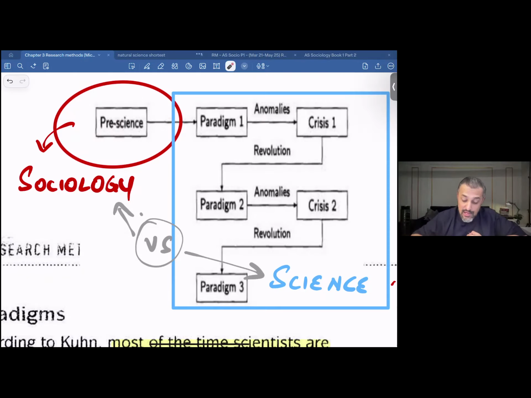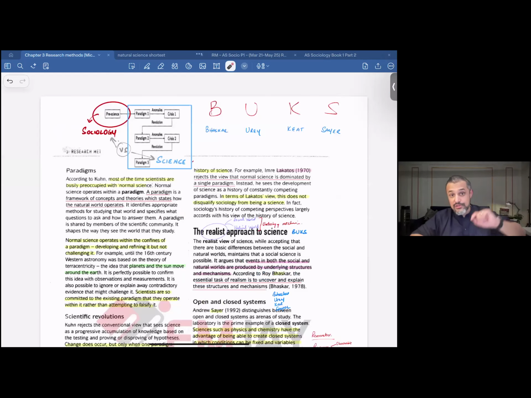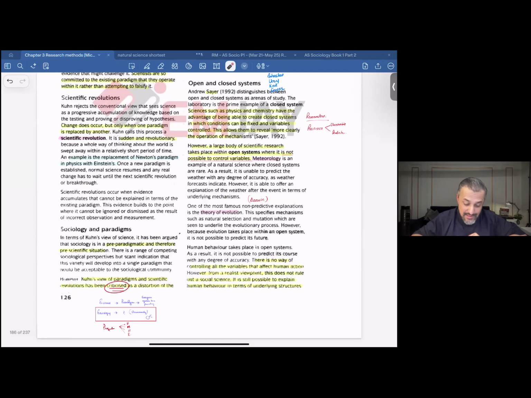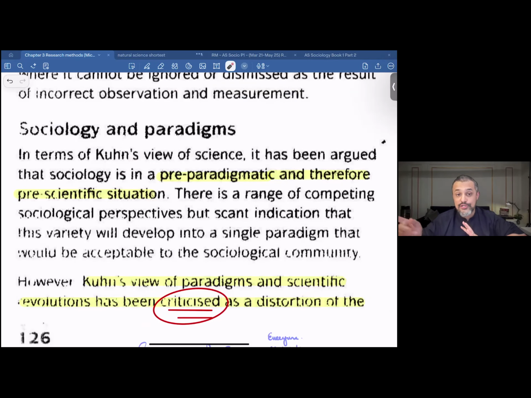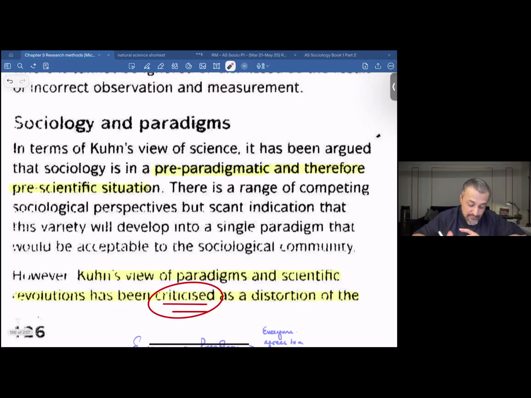So the answer to that initial question, can science be used in sociology? The answer, according to Kuhn, is no. Sociology and paradigms. In terms of Kuhn's view of science, it has been argued that sociology is in a pre-paradigmatic and therefore a pre-scientific situation. There's a range of competing sociological perspectives, but scant indication that this variety will develop into a single paradigm that would be acceptable to the sociological community.